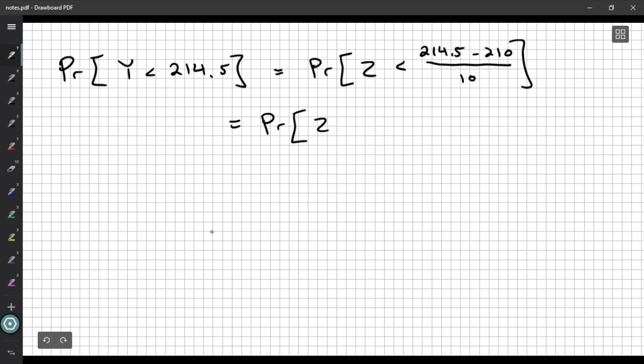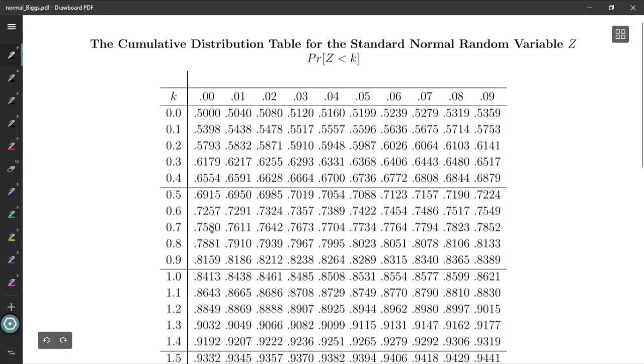So 214.5 minus 210 is going to be 4.5. Divided by 10, you shift the decimal place over. So z needs to have a value less than 0.45. And this doesn't require any other manipulation or trickery. No symmetries, nothing like that. We just look up 0.4 and then a 5. So it's going to be a probability of 0.6736.